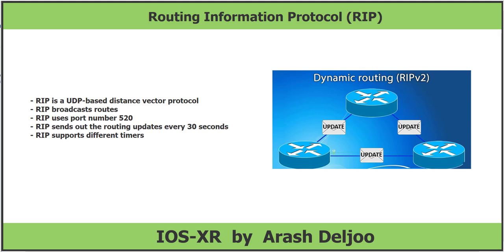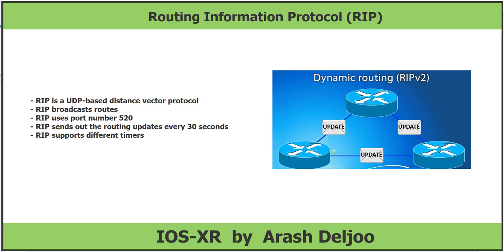RIP is a UDP-based distance vector protocol that broadcasts routes using port number 520. RIP sends out the routing updates at an interval called the route update interval, every 30 seconds. It expects the neighbor to send the update with the same frequency. Routing updates are also sent in the event of any network change.